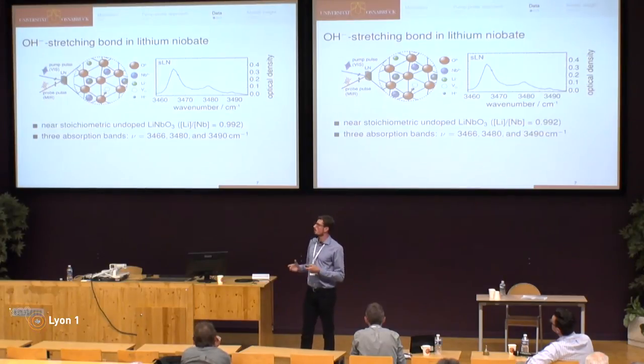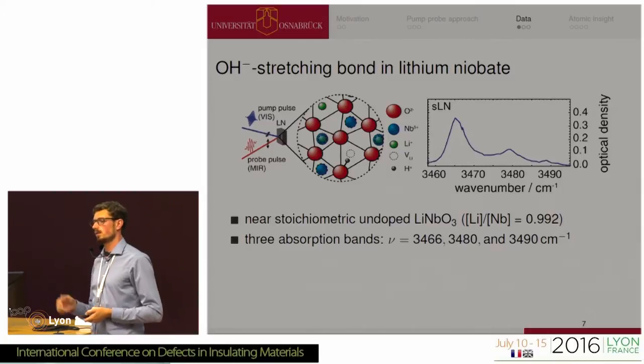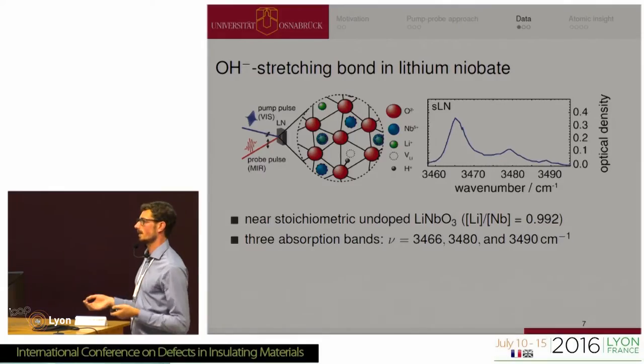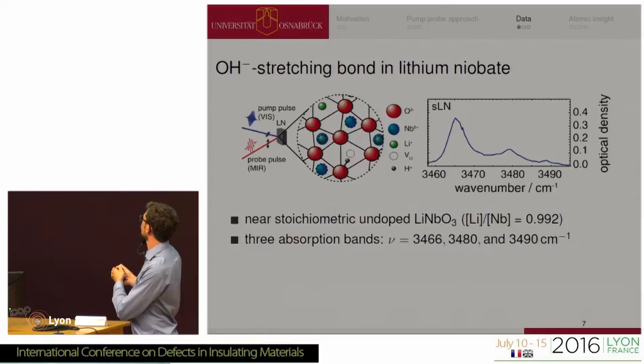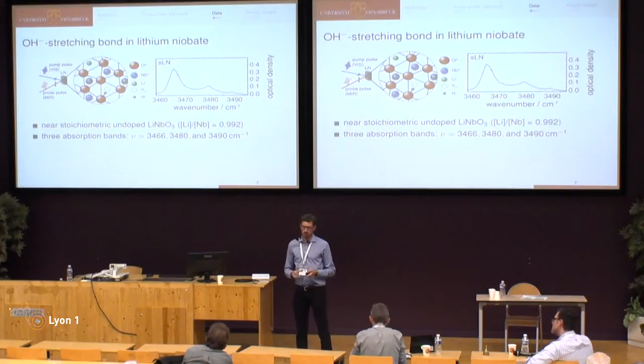What is the OH- stretching vibration in lithium niobate? Here you see an absorption spectrum. It mainly consists of 3 different peaks, and which peak is more dominant depends on the position of hydrogen inside the lattice. So we can attribute each peak to a position in the lithium niobate lattice. We use undoped near-stoichiometric lithium niobate.